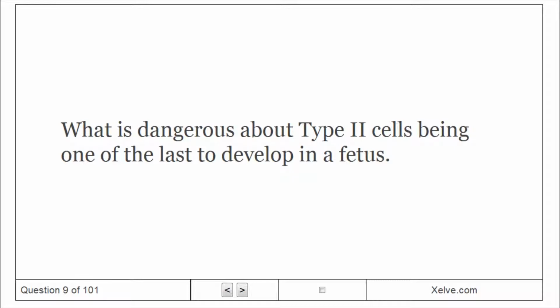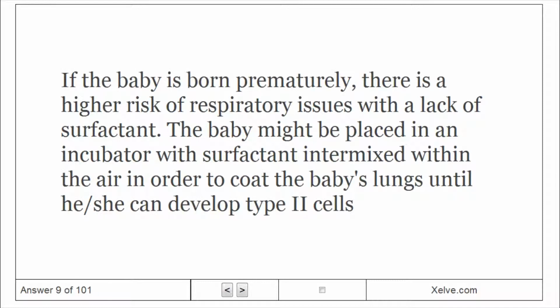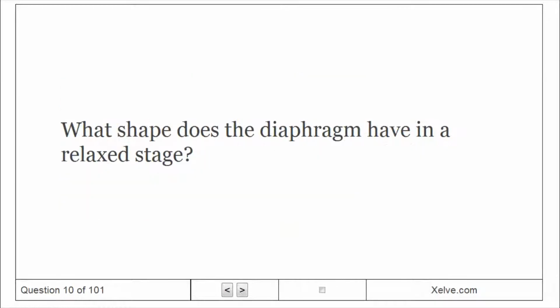What is dangerous about type 2 cells being one of the last to develop in a fetus? If the baby is born prematurely, there is a higher risk of respiratory issues with a lack of surfactant. The baby might be placed in an incubator with surfactant intermixed within the air in order to coat the baby's lungs until she can develop type 2 cells. What shape does the diaphragm have in a relaxed state? Dome.